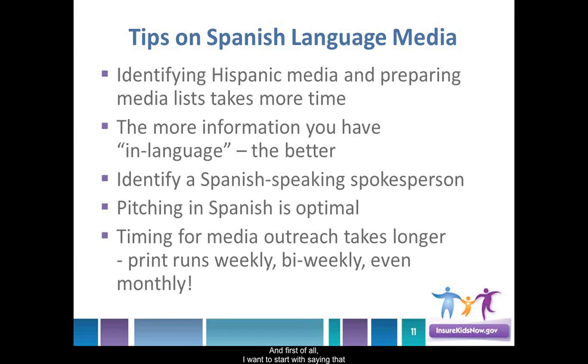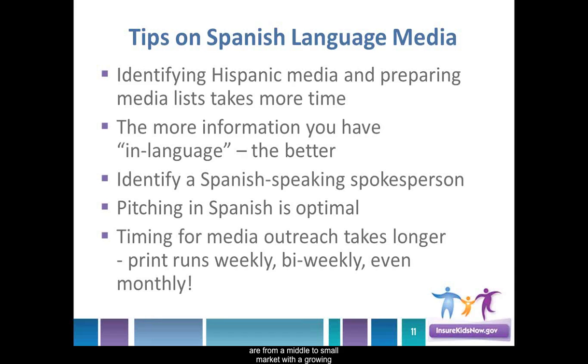And first of all, I want to start with saying that identifying Hispanic media and preparing media lists takes more time, and especially for some of the markets that aren't necessarily coined as top 25 Hispanic markets, where the population may not be as large, but you certainly have seen a growth in those populations perhaps in the last 10 years.